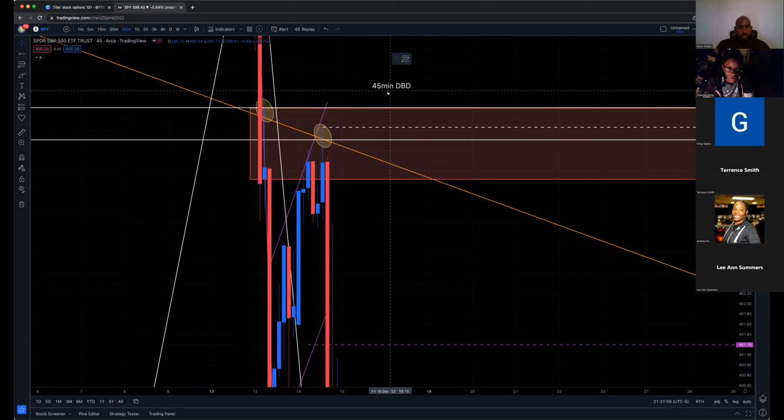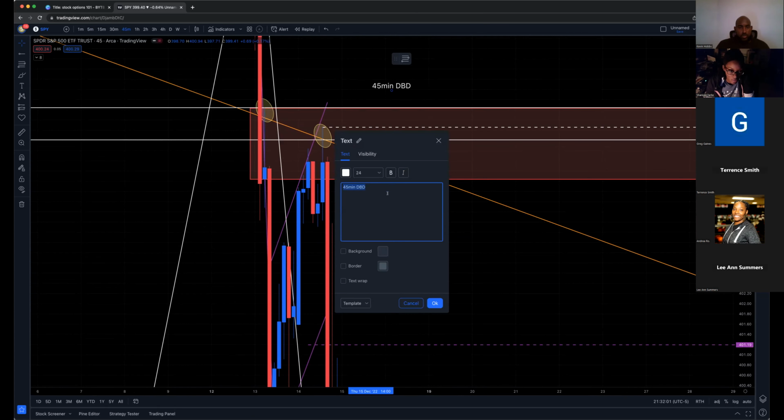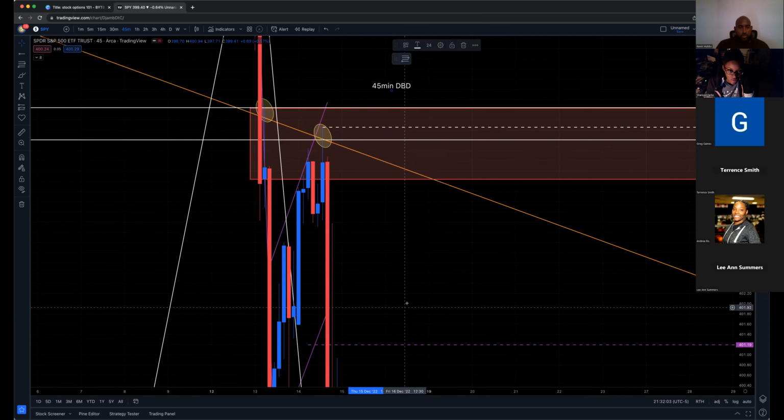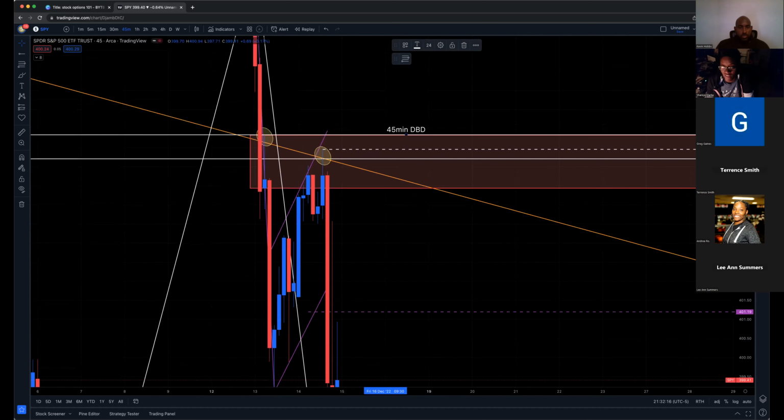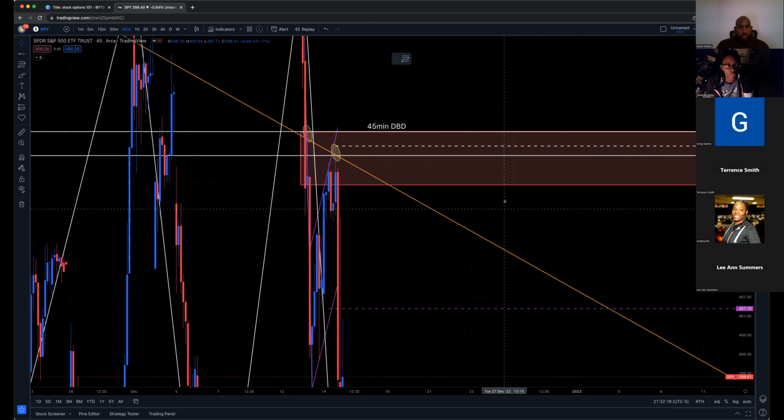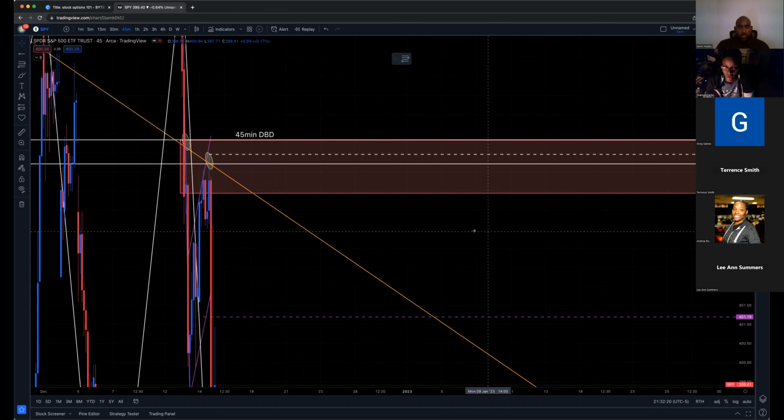Okay, that's what we call a base drop, otherwise DBD, supply zone. And I put 45 minutes so that you can go back on your charts and see if you see it too. It also helps me remember where I saw certain zones. So we had this zone form yesterday at 11:45. Today's Wednesday, right? Yeah. We had this zone form yesterday.